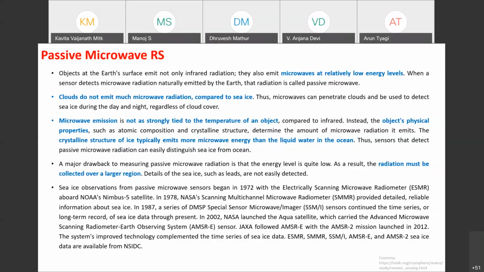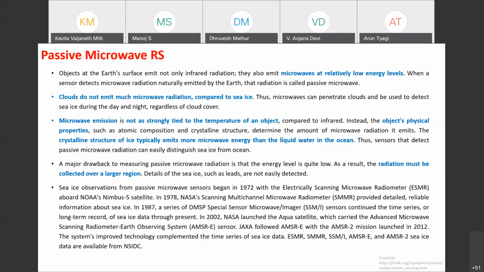So in such cases we don't go for passive microwave, but rather we go for high resolution SAR images. Sea ice observations using passive microwave sensors began in early 1972, and different passive microwave sensors came later on, and various products are still being derived from all these sensors. For example, JAXA has the AMSR-E and AMSR2 missions, and all these products are available on the NSIDC website.